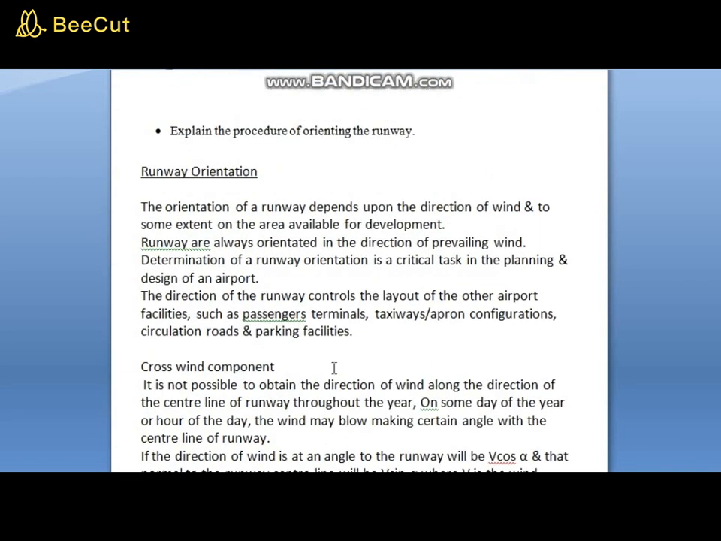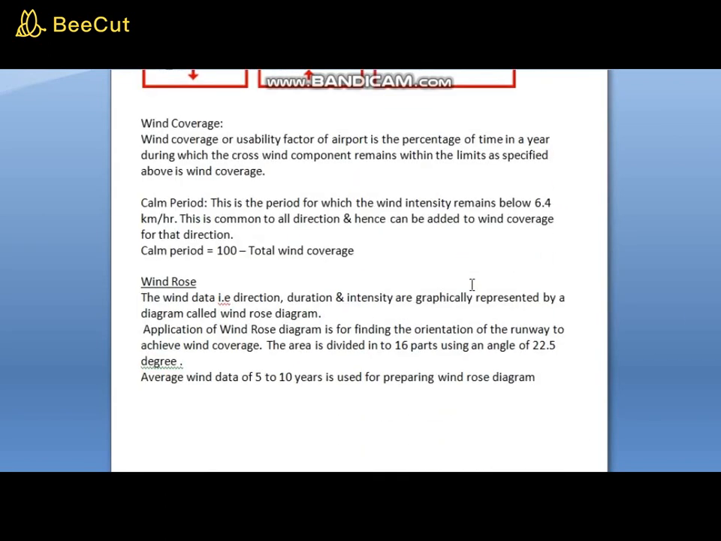This is all about the procedure of orienting the runway. These are all factors we need to keep in mind.